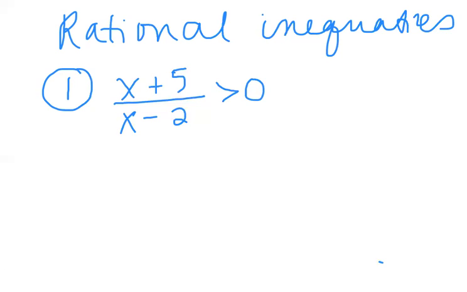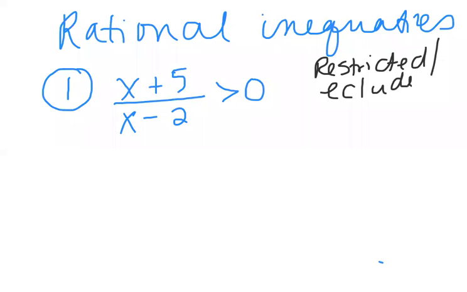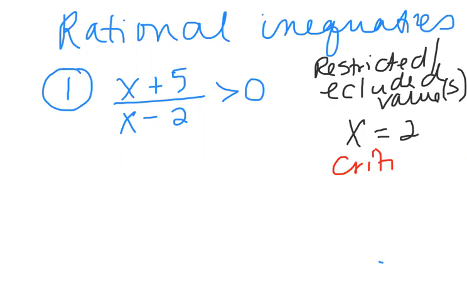First and foremost, guys, you need to find the restricted or excluded values or value. Now, this is the value or the number that makes the denominator equal to 0. So in the case of this problem, the denominator is x - 2. What value would make the denominator equal to 0? That would be x = 2. Now, this x = 2 becomes a critical value. So that's the first thing you need to do.